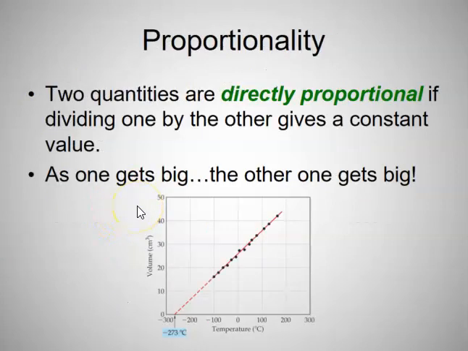All right, a couple little things on proportionality. We'll talk about proportionality a lot over the course of the class. If two values are directly proportional, that means as one value increases, the other one will also increase. So if I double one, the other one doubles. If I cut it in half, the other one cuts in half. So that's what is meant by directly proportional. If I'm looking at the volume of a gas, as I increase the temperature, the volume goes up. They're directly proportional to each other.